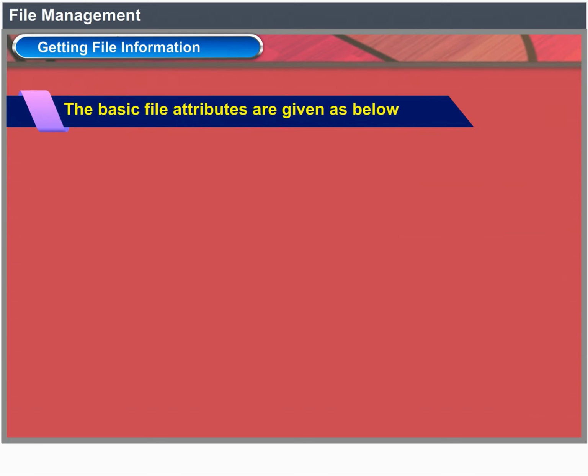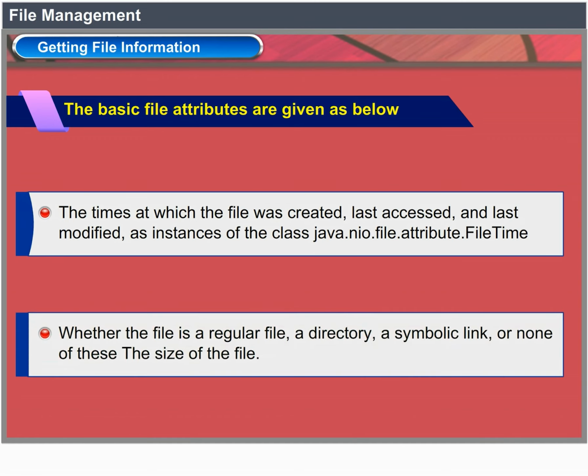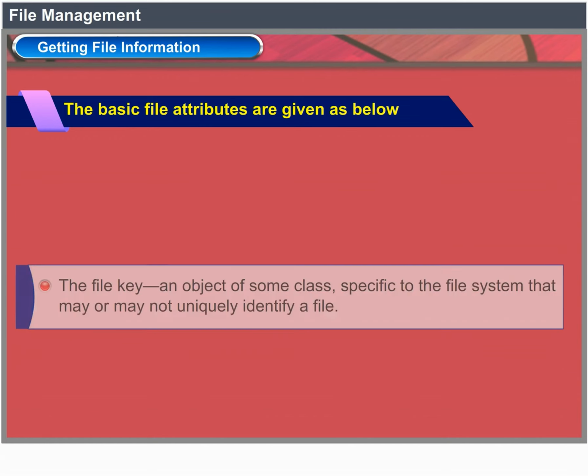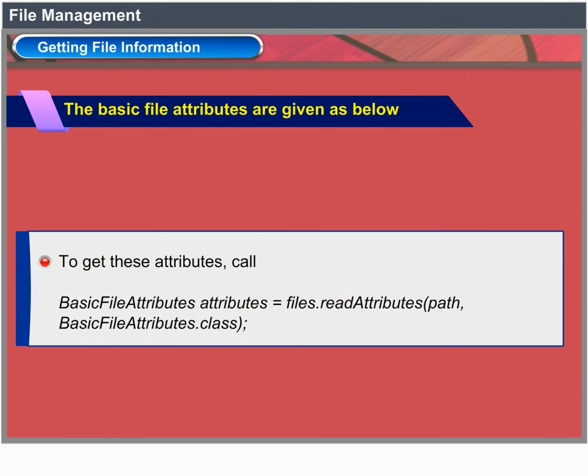All file systems report a set of basic attributes, encapsulated by the BasicFileAttributes interface. The basic file attributes are as follows. The times at which the file was created, last accessed, and last modified, as instances of the class java.nio.file.attribute.FileTime. Whether the file is a regular file, a directory, a symbolic link, or none of these. The size of the file. The file key, an object of some class specific to the file system that may or may not uniquely identify a file. To get these attributes, call BasicFileAttributes attributes = Files.readAttributes(path, BasicFileAttributes.class).